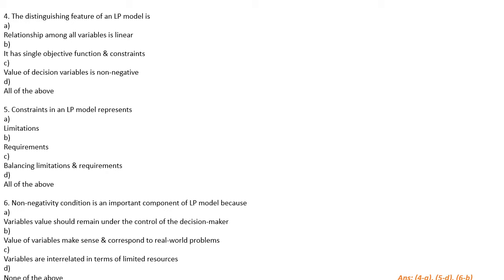Fifth, the constraints in an LP model represent: option A, limitation. Option B, requirement. Option C, balancing limitation and requirement. Option D, all of the above. Correct answer: all of the above.